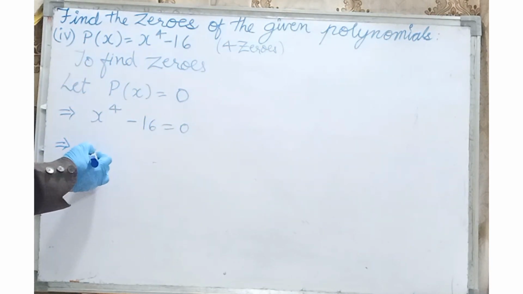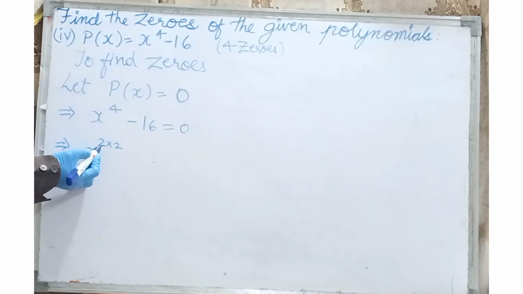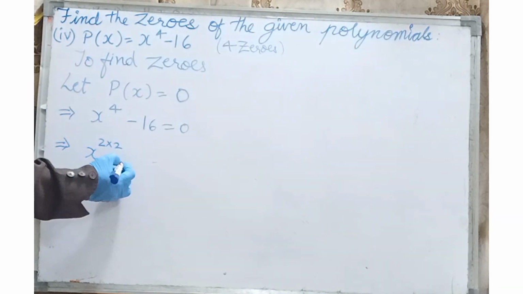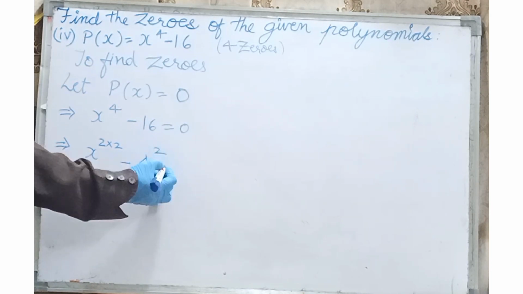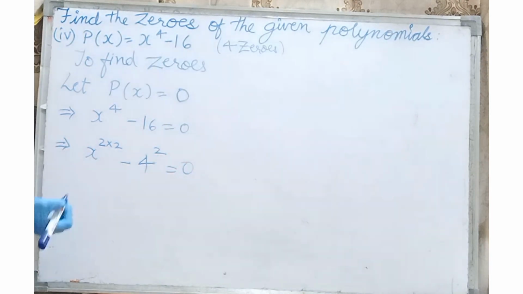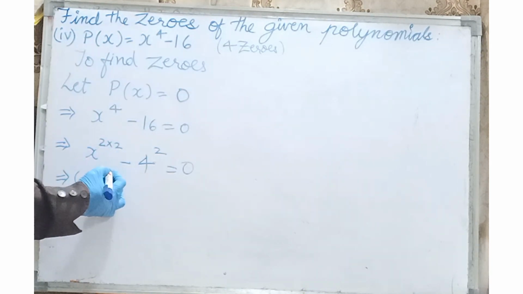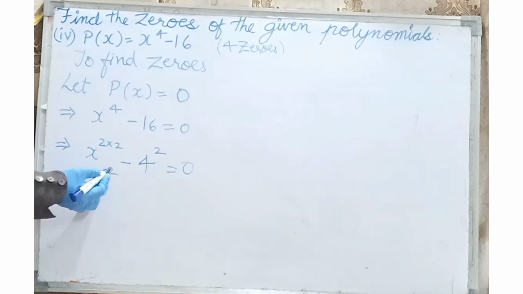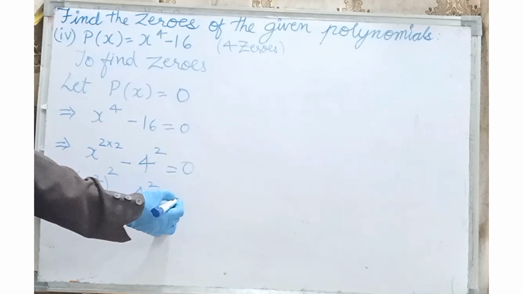How? x power 2 into 2. Since 4 can be written as 2 into 2, I wrote like this. Then 16 can be written as 4 square. Okay. So now this x power 2 into 2 can be written as (x square) whole square minus 4 square, it is equal to 0.